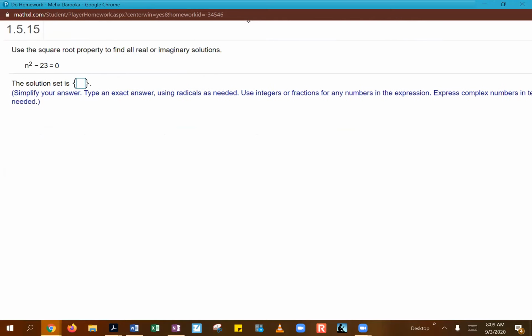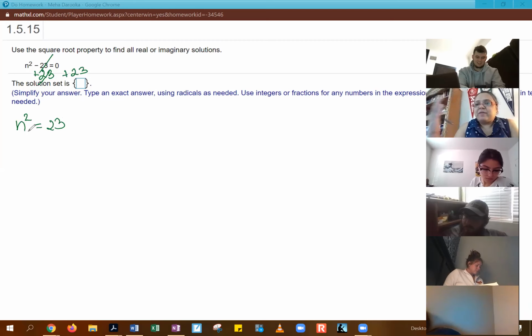You can see we are given n to the second power minus 23 equals 0. The first thing we want to do to solve this with our square root property is take that 23 and move it over to the right-hand side. So we add 23 on both sides of our equation so that we end up getting n squared equals 23. The way this square root property works is that because we have n raised to the second power, if you want to get rid of the second power, you have to use a square root. So that's what we do over here.